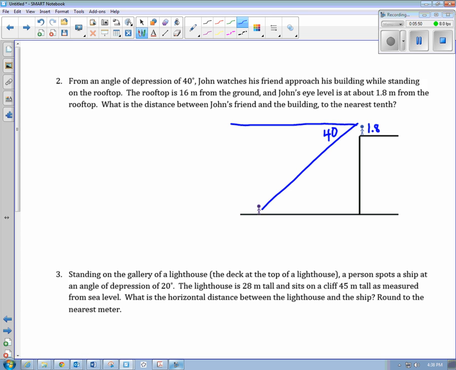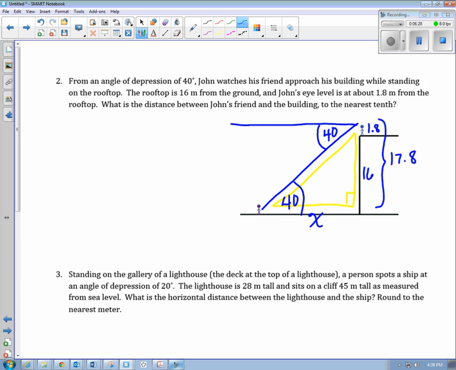It says the rooftop is 16 meters from the ground, creating an entire height of 17.8. It's asking what the distance is between John's friend and the building, which is where the X is going to go right here. The 40 degrees that we have for the angle of depression is not especially helpful where it is because it's not inside of our triangle. So I'm going to take this angle of 40 and I'm going to move it over here. And then I'm going to go through and I'm going to calculate.